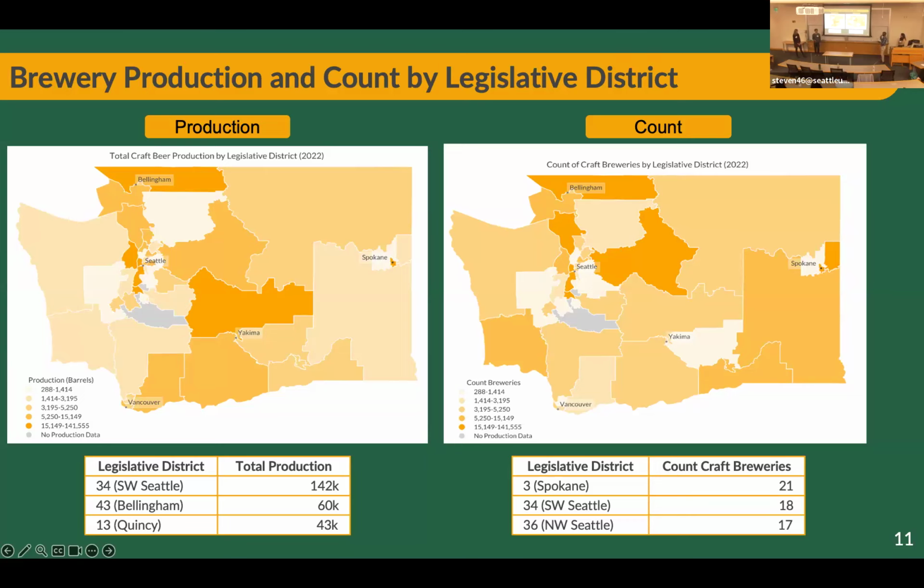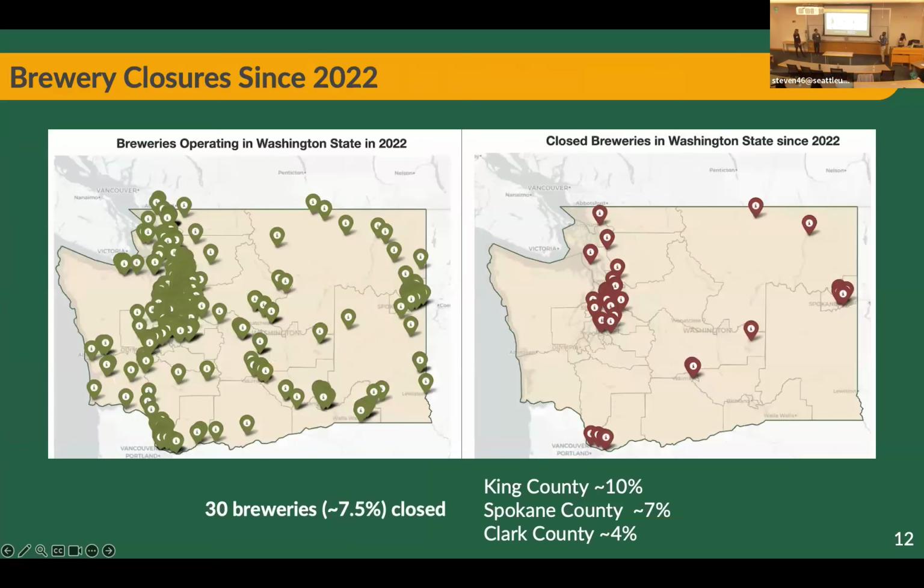So next we look at the location of these breweries in 2022. That's how the map looks, and the map on the right shows us where these closures occurred. We see that there are about 500 breweries operating in 2022, but 7.5% of those have since closed, which corresponds to about 30 breweries.